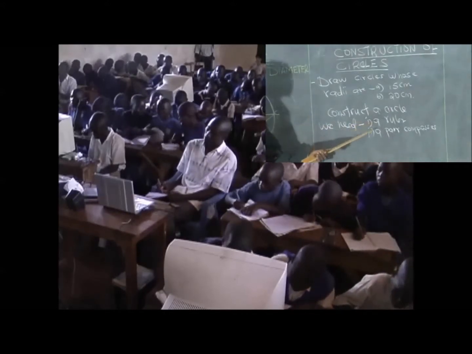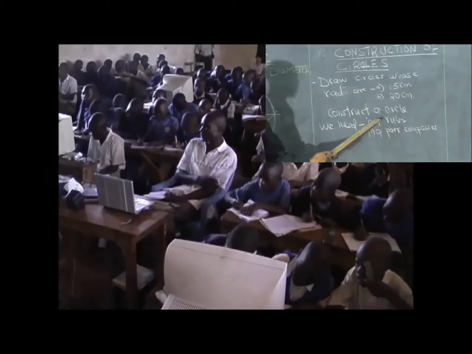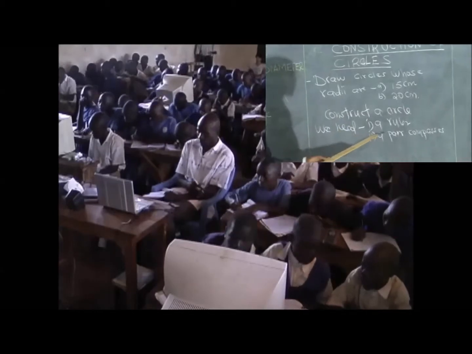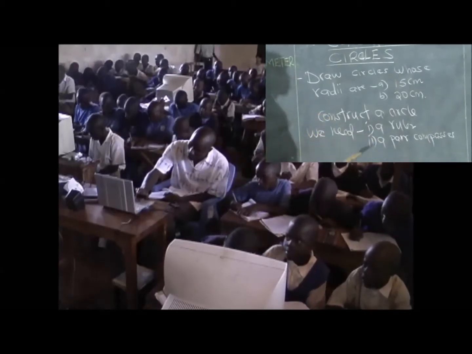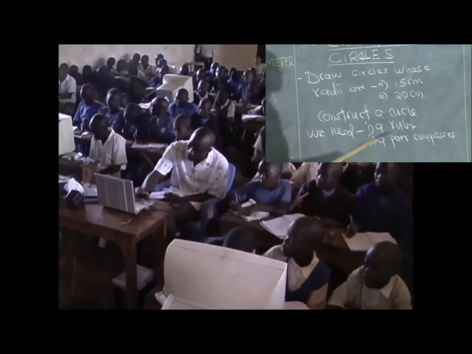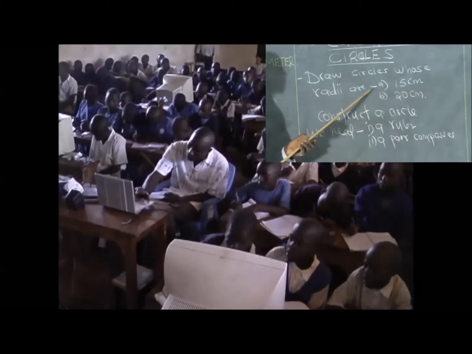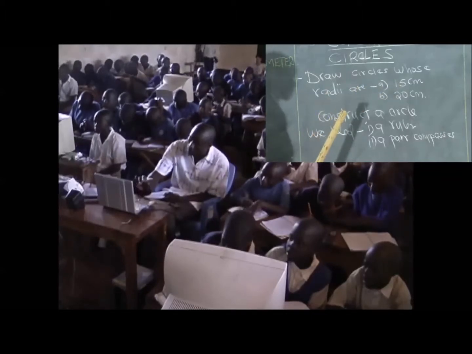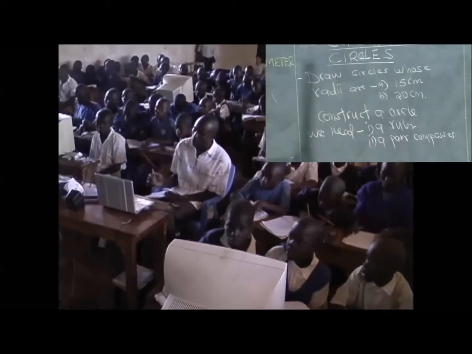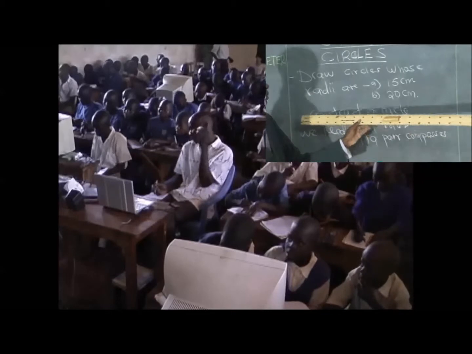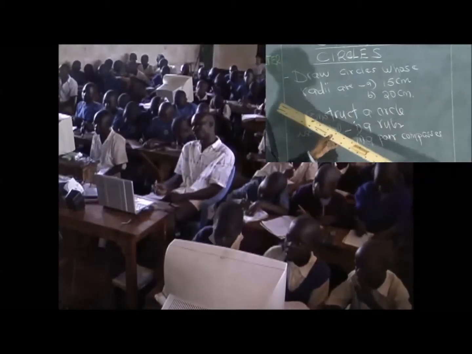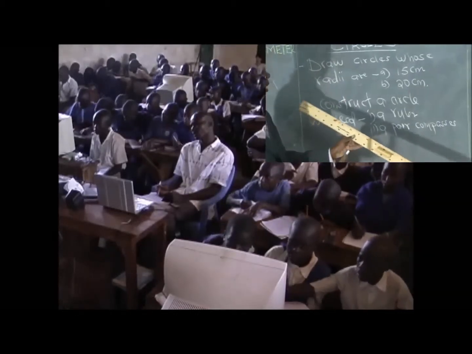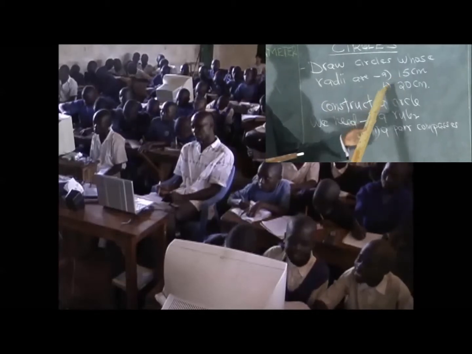Why do we need a ruler and a pair of compasses? The ruler helps us identify the radius to be used, and the pair of compasses helps us draw the circle. So we are going to see how to construct the first circle whose radius is 15 centimeters. You need a ruler, like the one I'm holding, and a pair of compasses, like the one in my hand. Then you get the radius as given, 15 centimeters.